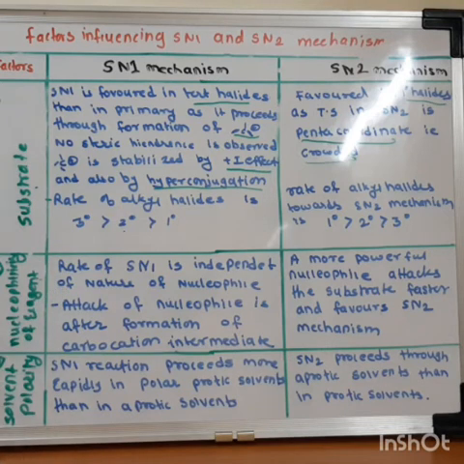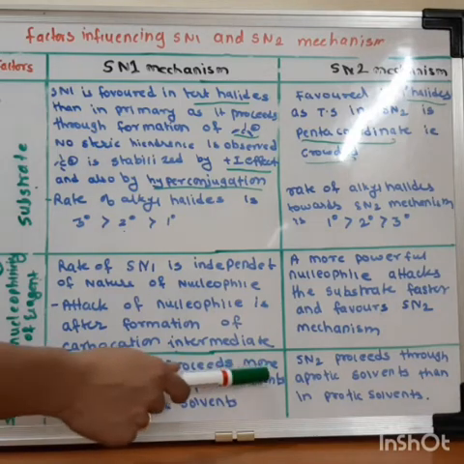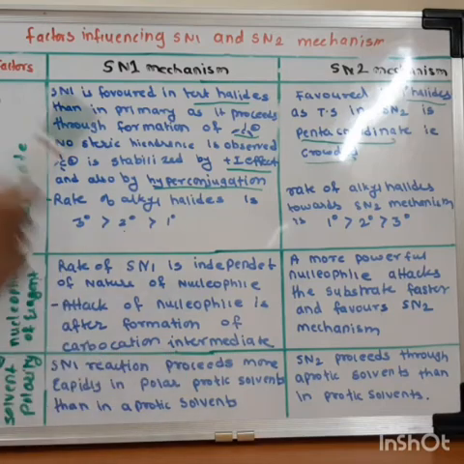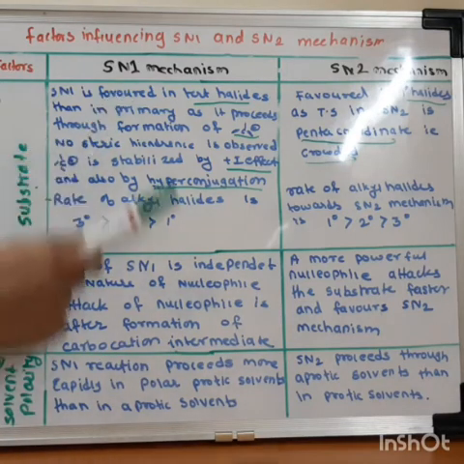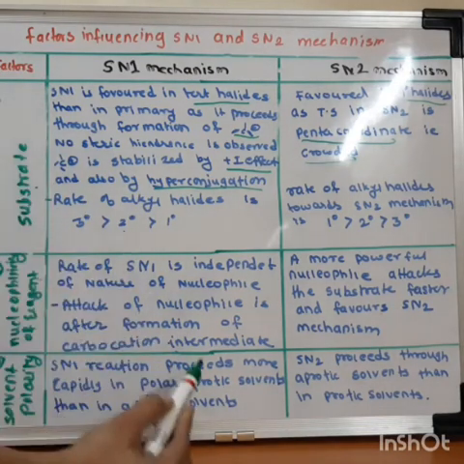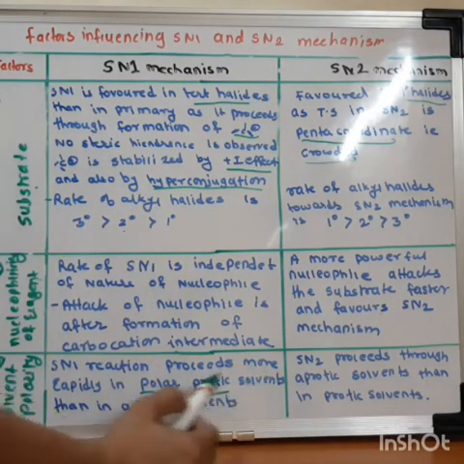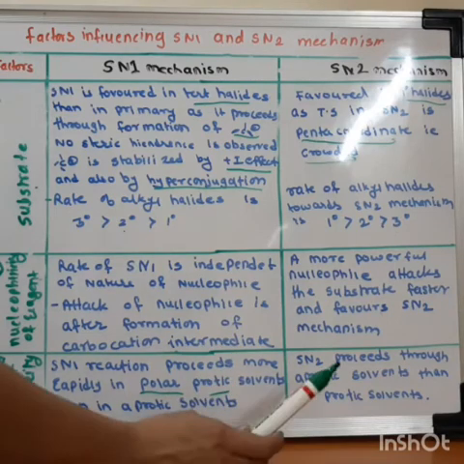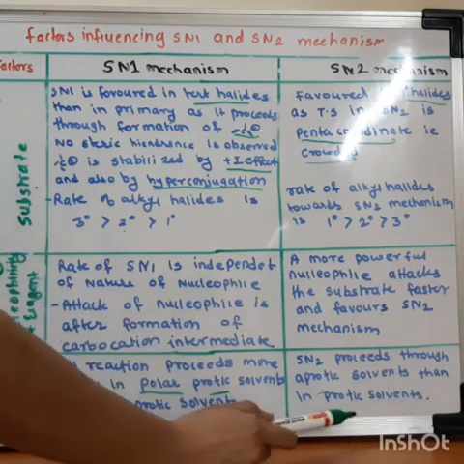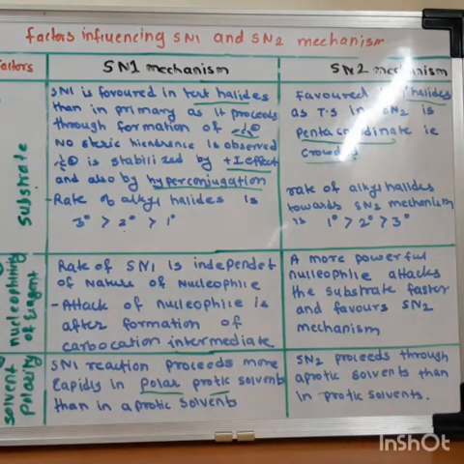And the third factor is solvent polarity. SN1 reaction proceeds more rapidly in polar protic solvents than in aprotic solvents. But the SN2 mechanism proceeds more rapidly in aprotic solvents than in protic solvents. So these are the factors influencing the SN1 and SN2 mechanisms.